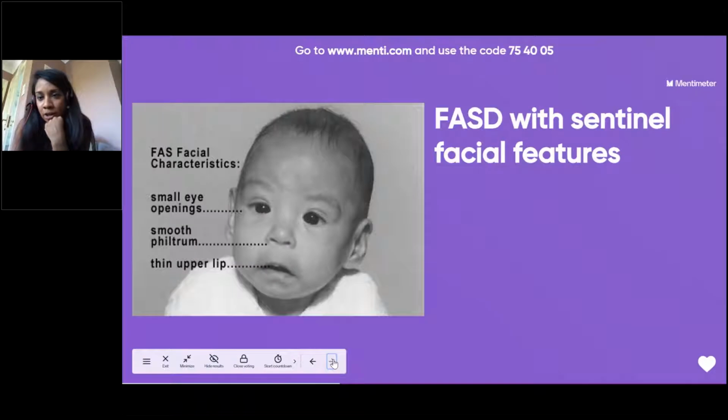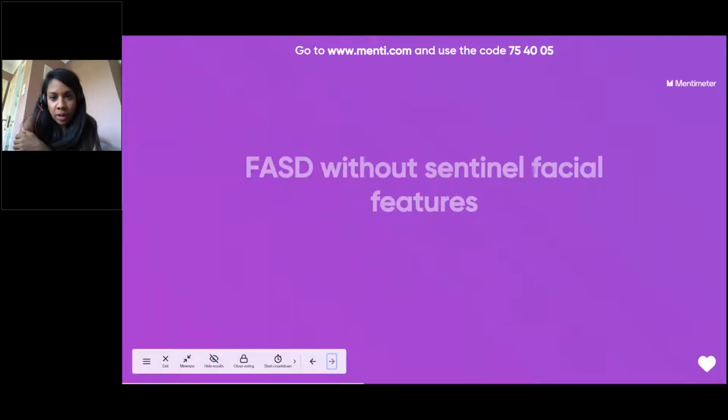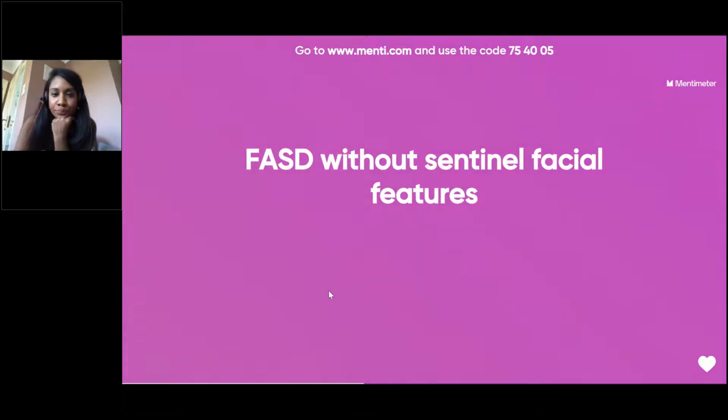So this is a picture of the typical fetal alcohol spectrum disorder with what we call sentinel facial features. As you can see, he's got the small eye openings, a very smooth philtrum, and a thin upper lip. And so that's one of the terms that's now used. The other term that's used is FASD without sentinel facial features. This was something that initially I didn't quite realize, because I'd always think about looking for the facial features, but not the fact that actually that's only part of the story.